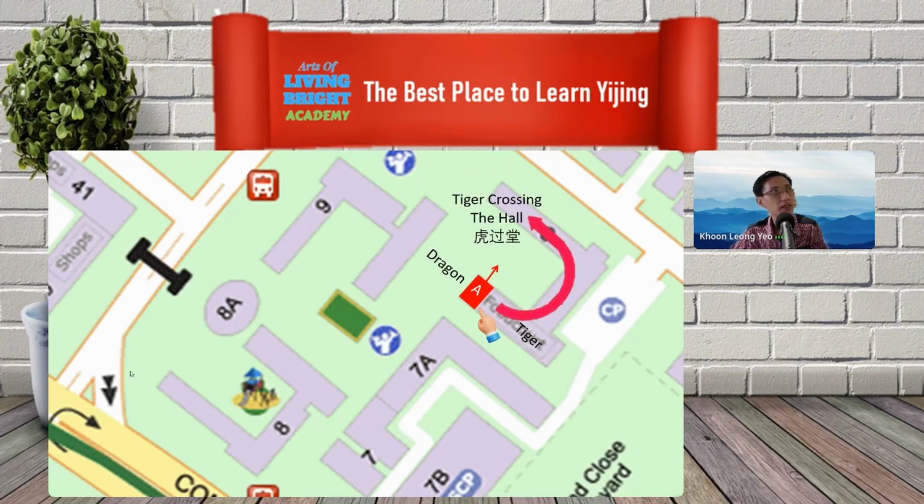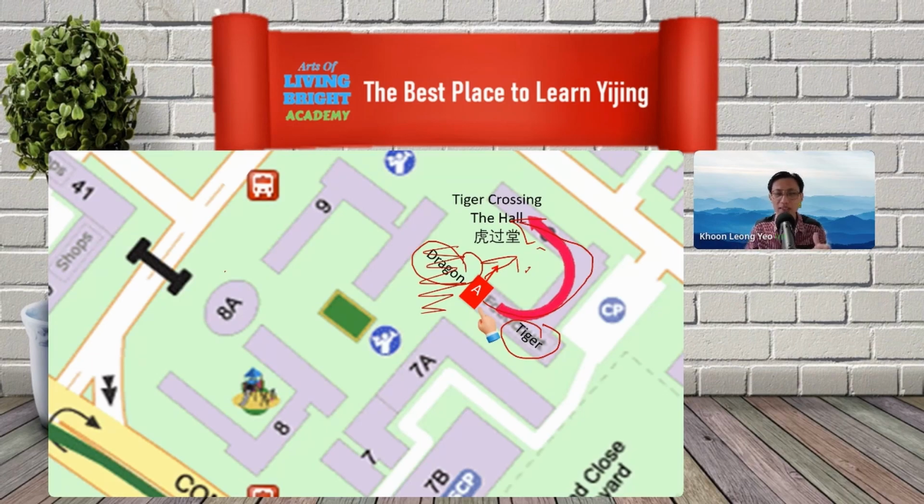Now, let's say we are talking about the opposite unit, unit A, facing as per the arrow. Once you know the front and back, then we know the left side is here, the right side is here. In this kind of layout, you look at the dragon, empty. Look at the tiger, super long. Not only super long, it goes out, goes one big round, goes to the front and crosses the Ming Tang. So this is called the tiger crossing the hall layout.